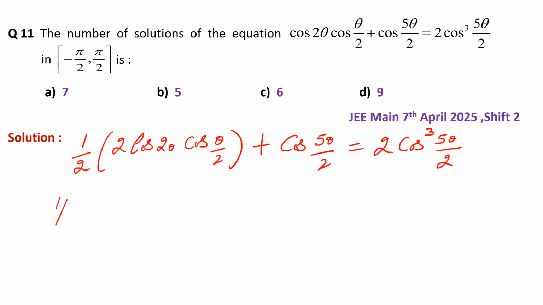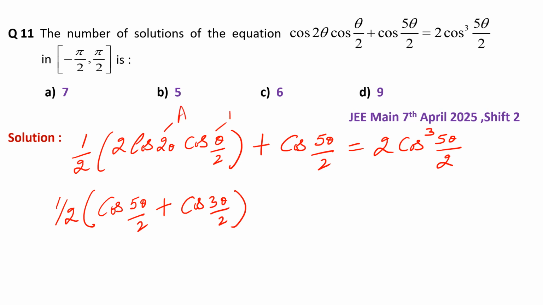Now students, this becomes 1 upon 2 into, just apply the trigonometric formula, it becomes cos of A plus B, which is cos of 5 theta by 2 plus cos A minus B, which is cos of 3 theta by 2. I am taking this angle as A and this angle as B. Now we have plus cos 5 theta by 2 equal to 2 cos cube 5 theta by 2.